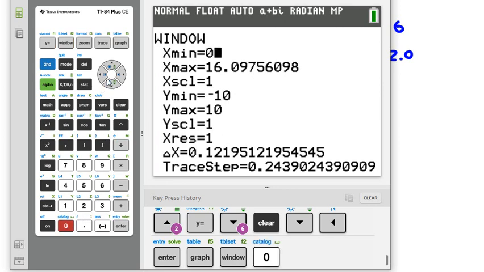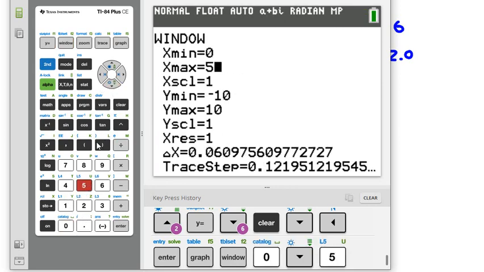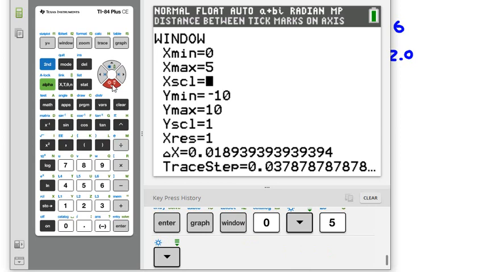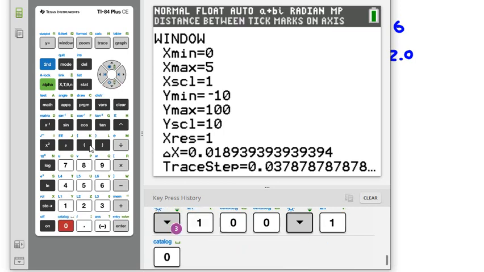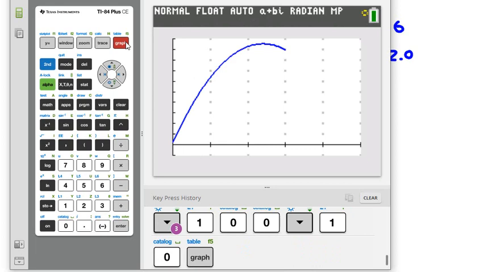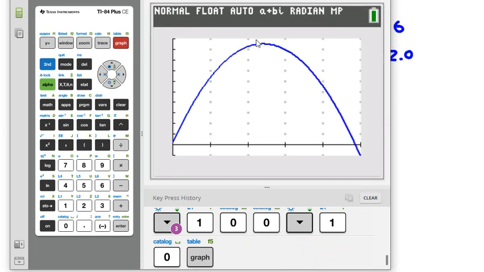So I'm going to go 0 to 5 for the X, and then for the maximum, I'm going to put 100. And I think I'm going to go by tens here and see if we can see everything. Yeah, we see a maximum right here. Now Brandon did pick 2 as the answer, and he didn't get it right. And you can see between seconds 2 and 3 is where the maximum height is reached.